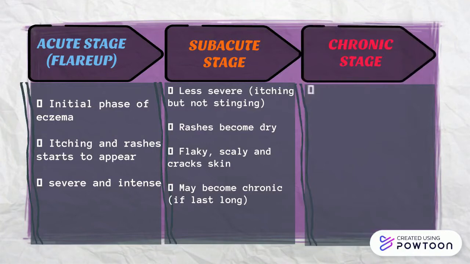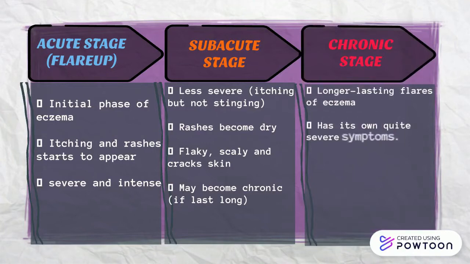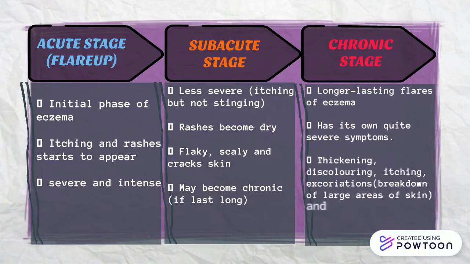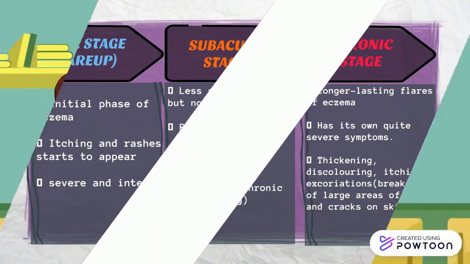The third stage is the chronic stage. It is the long-lasting flares of eczema. It has its own quite severe symptoms, which are thickening, discoloring, itching, excoriations, and cracks on skin.